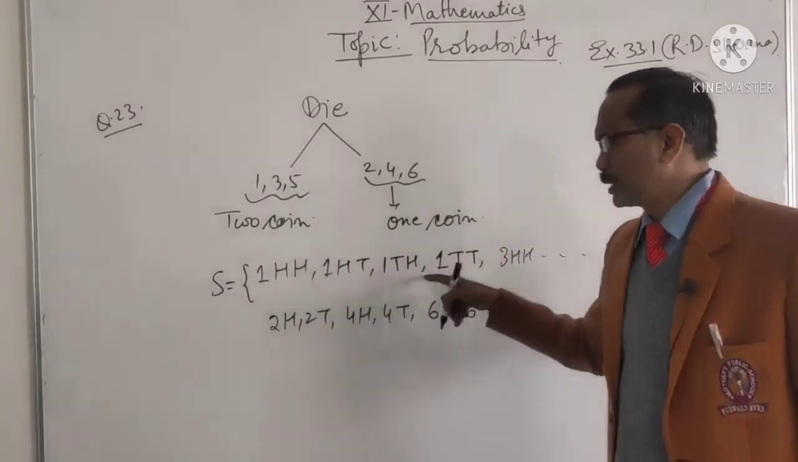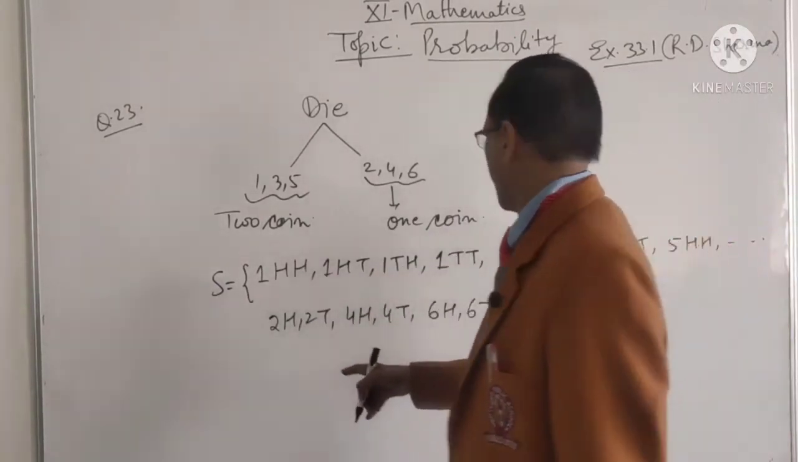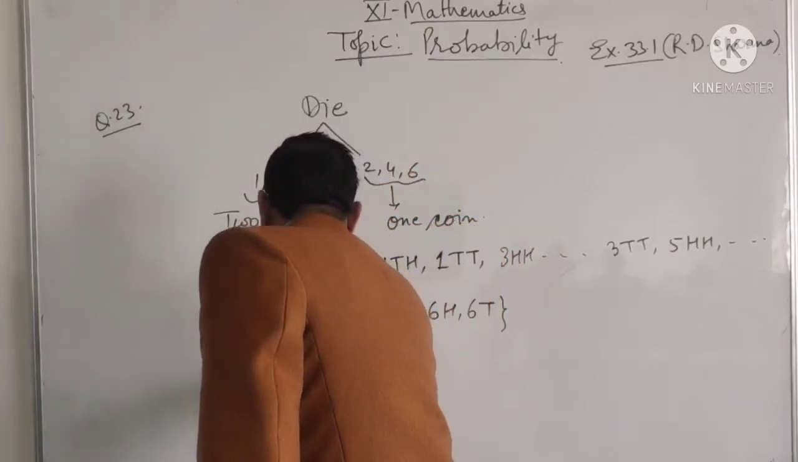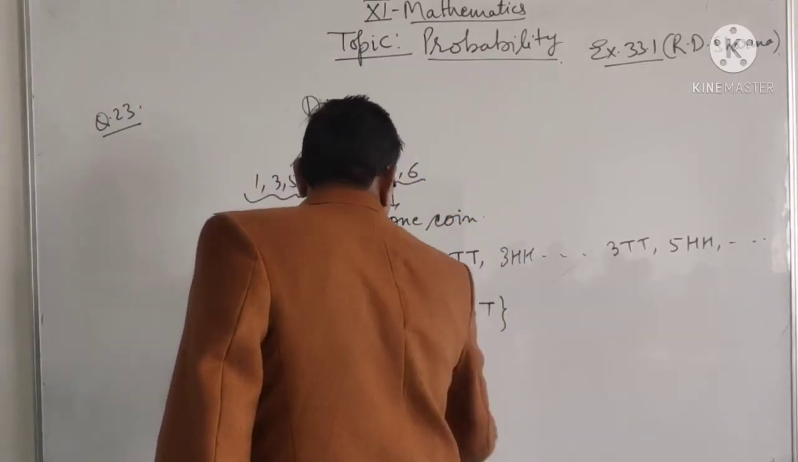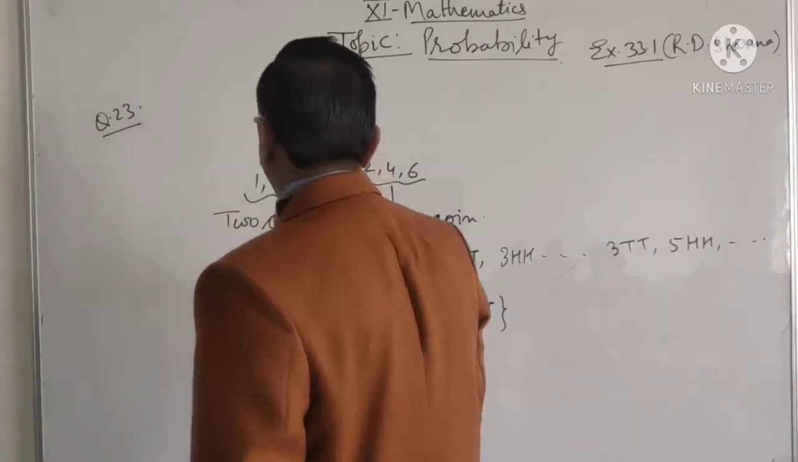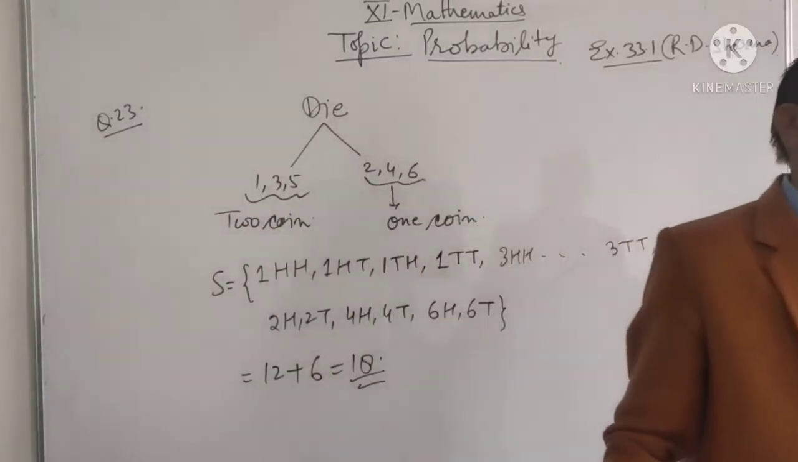4 for the one of the odd number. And then there are 12 plus 6. It is 18 cases. Number of cases are 18 here.